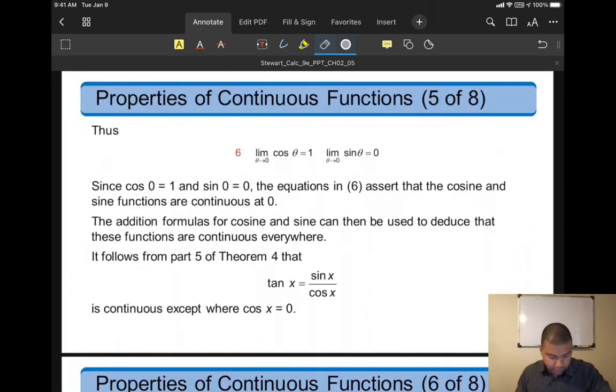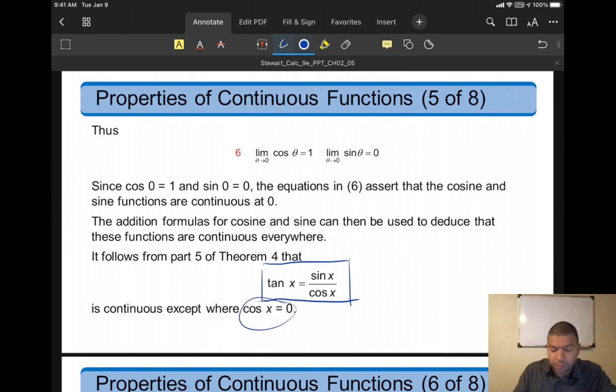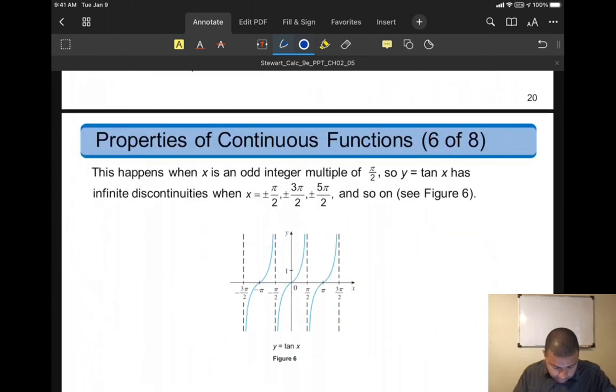So we have limits there. The issue that we have is that tangent is sine over cosine. So it is continuous everywhere except when cosine equals 0, just like with the rational functions. So we have a bunch of discontinuities at the points where cosine equals 0 for tangent. These are discontinuities where f of a is undefined. F of pi over 2 for tangent is not defined because you can't divide by cosine of pi over 2, because cosine of pi over 2 is 0.